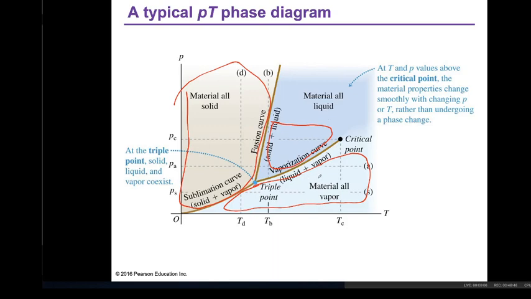So for example, for water, let's say atmospheric pressure is somewhere here. When the temperature is very high, you have the gas phase of water, and when it's getting lower, you have the liquid state or liquid phase of water. When the temperature is getting even lower, you will get the solid phase of water, which is ice.